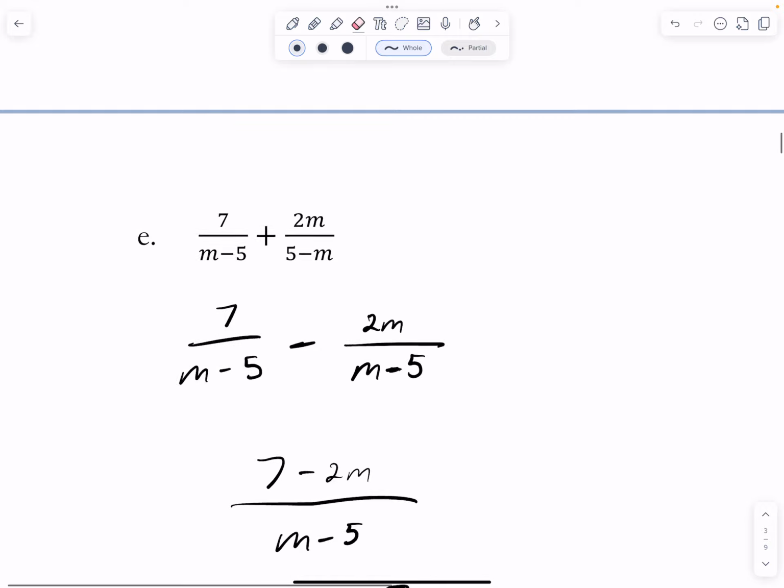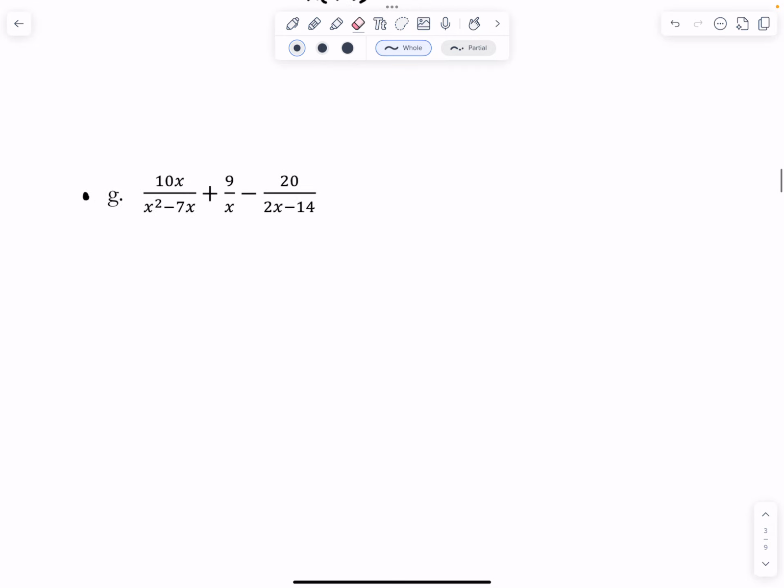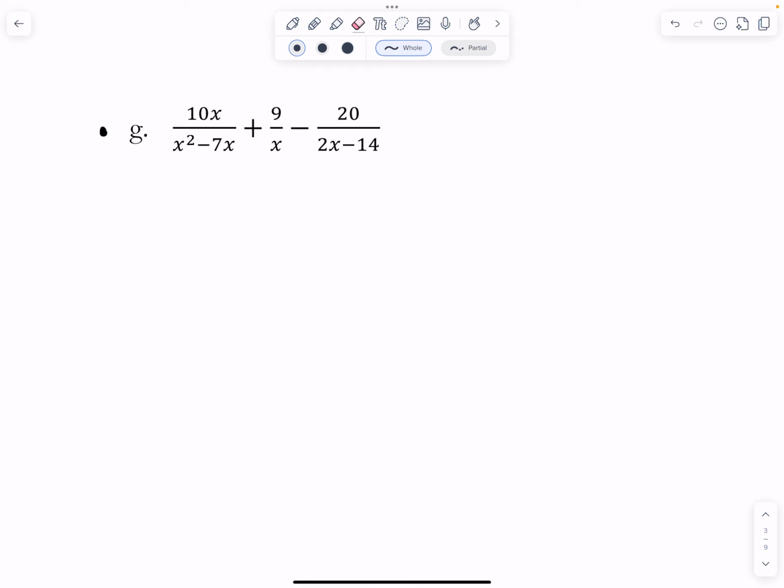Okay, let's keep going. All right, let's see what I'm doing next. I'm going to do g next. I'm almost done here. All right, so this one has 3 expressions that we're going to put together with addition and subtraction. So very similar to the one that we did a couple examples ago. I do see I can factor some of this. So I'm going to factor these denominators to x times x minus 7. That one obviously is still just x, but this one is 2 times x minus 7.